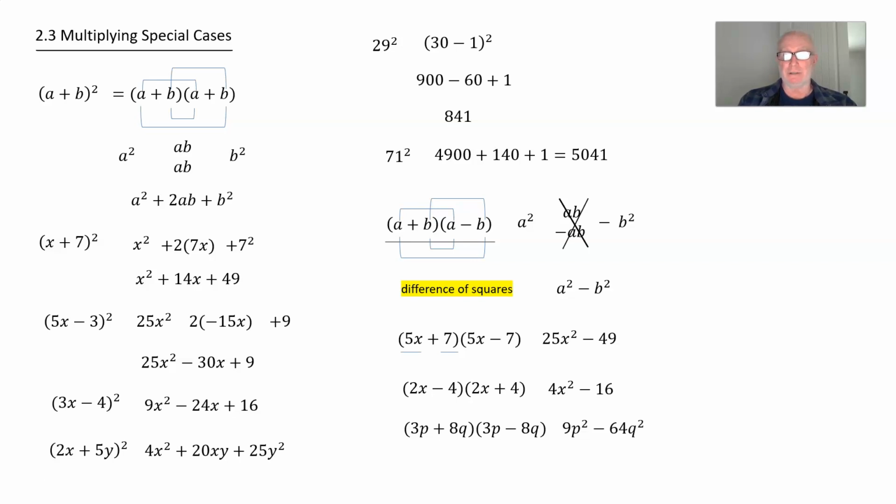9p squared minus 64q squared. Okay, a plus b times a minus b. Easy. Square the first term, square the second term, put a minus sign in the middle.